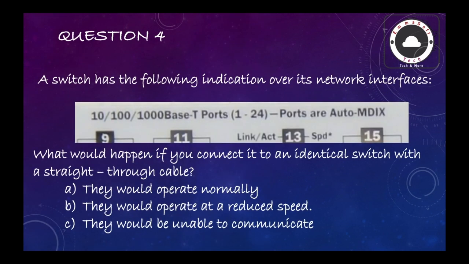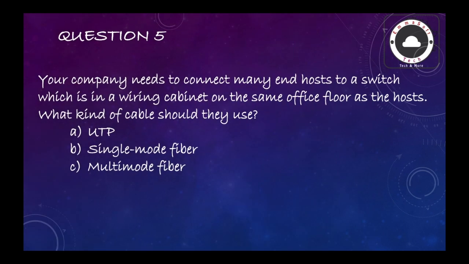Then question 4, we bring that image there. The switch has the following indication over its network interfaces. What would happen if you connect it to an identical switch with a straight-through cable? You have options there. Then finally, your company needs to connect many end hosts on a switch which is in a wiring cabinet on the same office floor as the hosts. What kind of cable should they use? Still, you have options there. Okay, so feel free to answer them. If you don't understand a concept, feel free to rewatch the video.